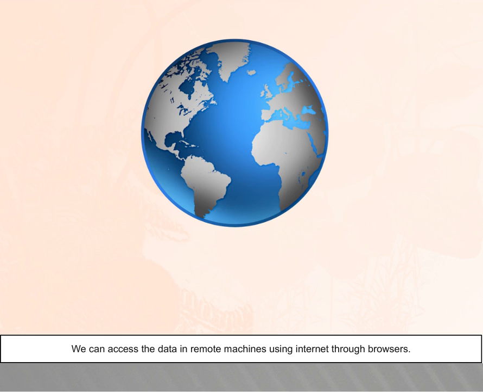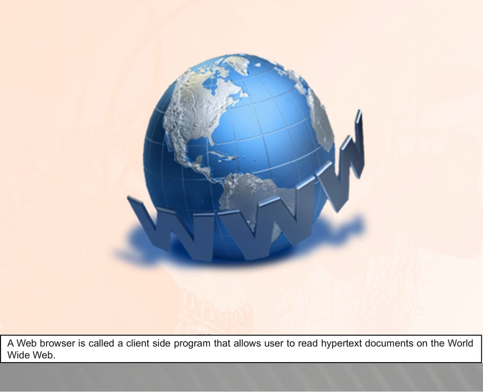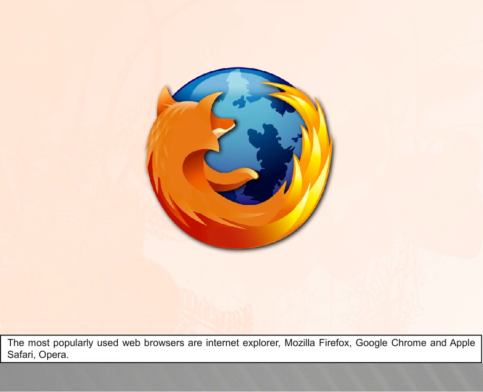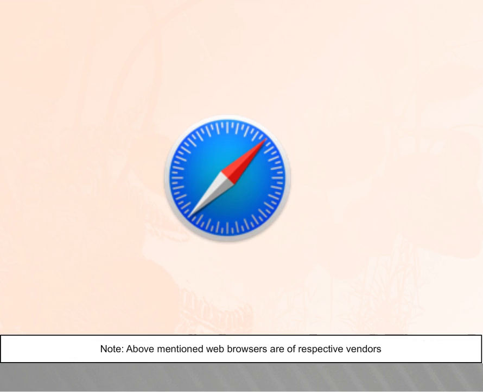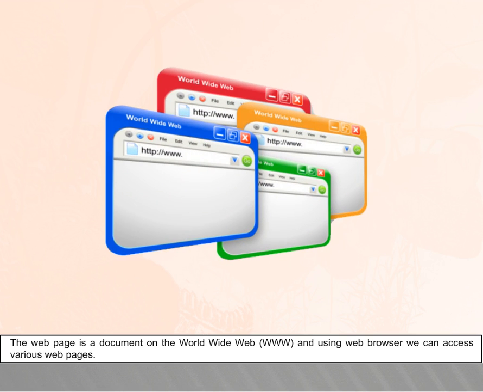We can access the data in remote machines using Internet through browsers. A web browser is called a client-side program that allows users to read hypertext documents on the World Wide Web. The most popularly used web browsers are Internet Explorer, Mozilla Firefox, Google Chrome, Apple Safari, and Opera. Note, the above-mentioned web browsers are of respective vendors. The web page is a document on the World Wide Web, www, and using a web browser we can access various web pages.